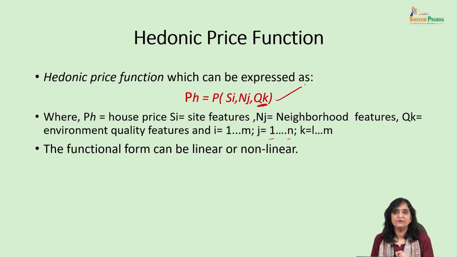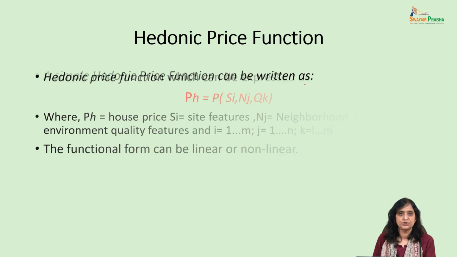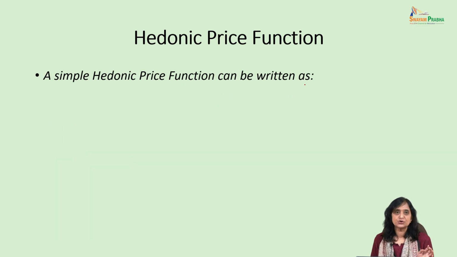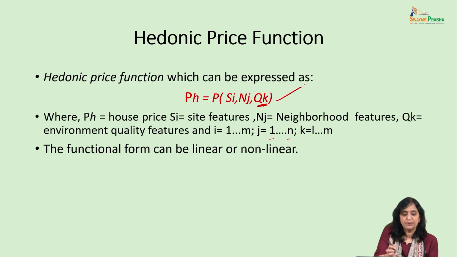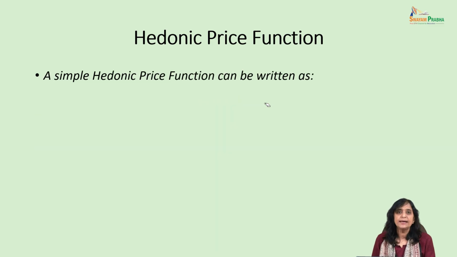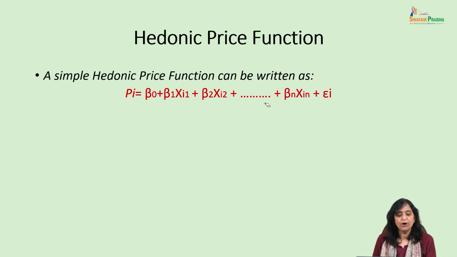So what are we doing? The first step is that we have derived the hedonic price function, wherein we are saying that the price of a house depends on three most important variables: structure, neighborhood characteristics, and air quality. Now, this function, where PH is equal to a function of SI, NJ, and QK, can be represented in an equation form like this, where Pi is equal to beta 0 plus beta 1 xi1 plus beta 2 xi2 and so on till xin, plus an error term.